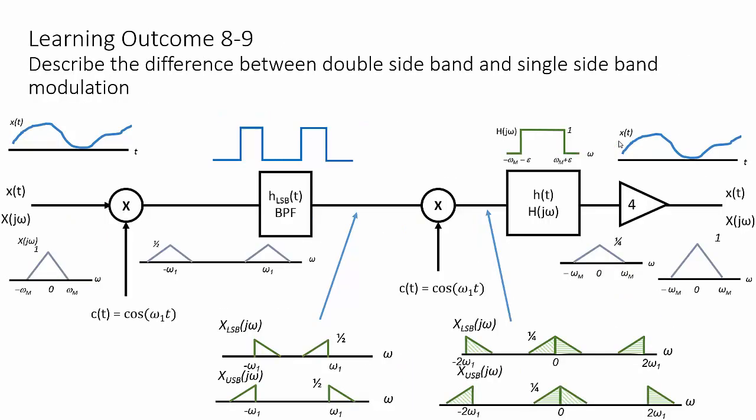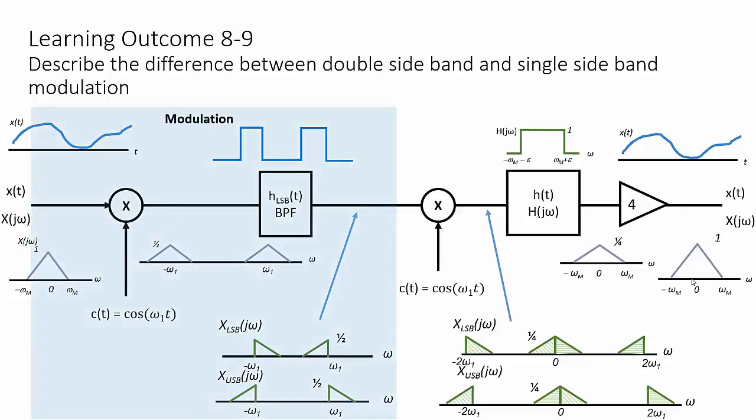So let's review. We start from the beginning, the original signal in time, original spectrum. We modulate, send it through a bandpass filter, either a lower sideband or an upper sideband one. We'll return one of the sets of sidebands. That would then get transmitted. When we receive, we would do a regular modulation, which brings things back, send it through a low-pass filter to get rid of the sidebands, and then give it a gain of 4 to bring it back to 1.